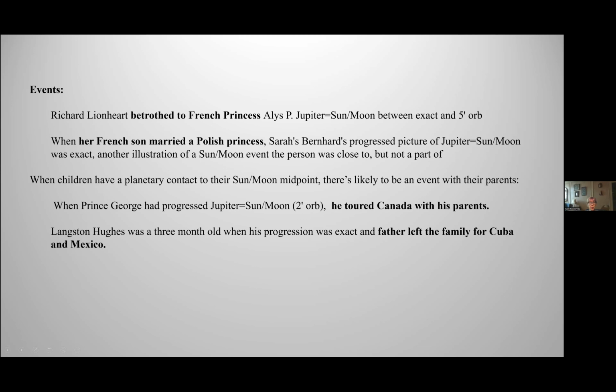Another illustration of the Sun Moon event being a person you're very close to, but a relationship you're not part of. When children have a planetary contact to their Sun Moon midpoint, very likely to be an event with their parents, particularly young children. So, for example, when Prince George had the aspect, 2 minutes orb, he was little baby Prince George. He toured Canada with his parents.